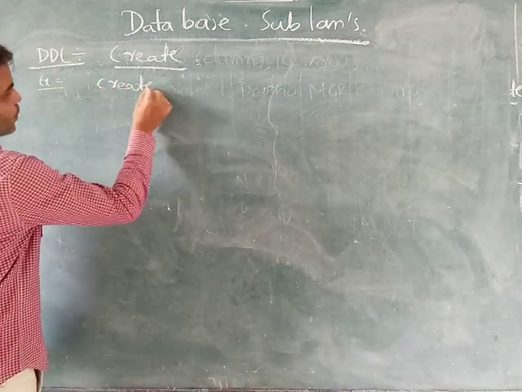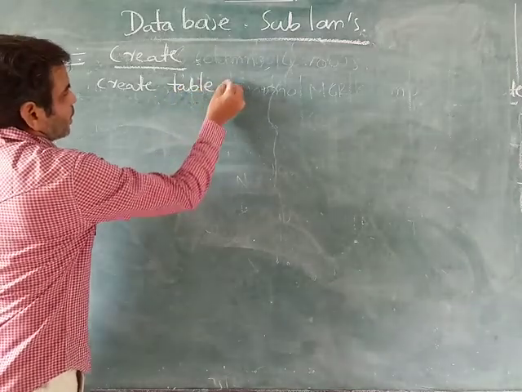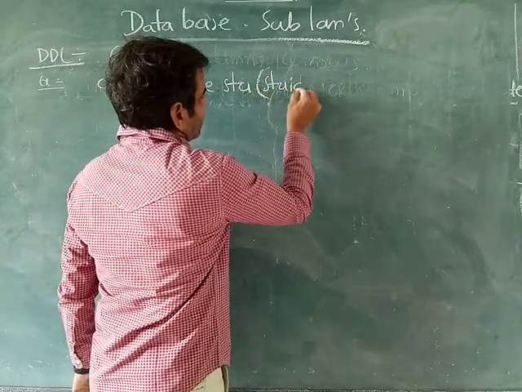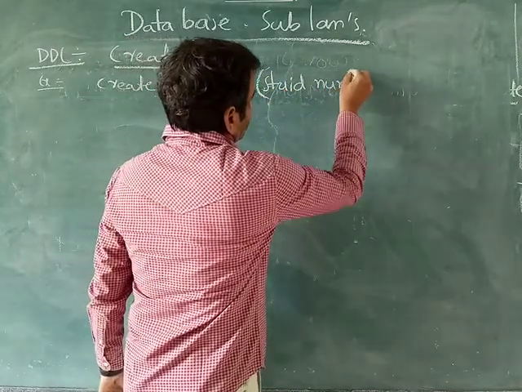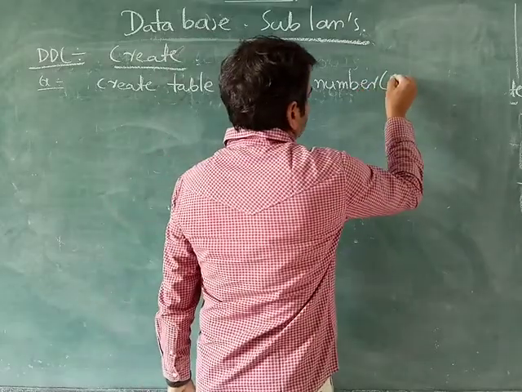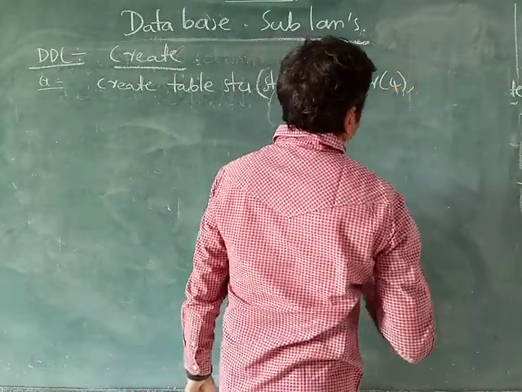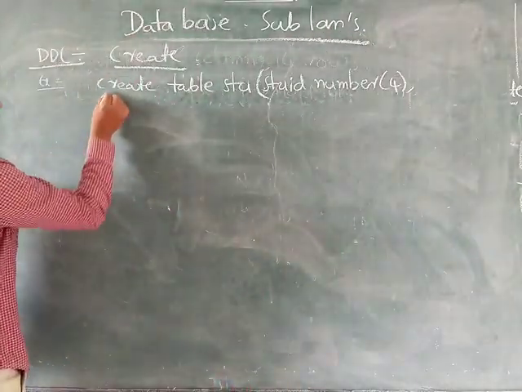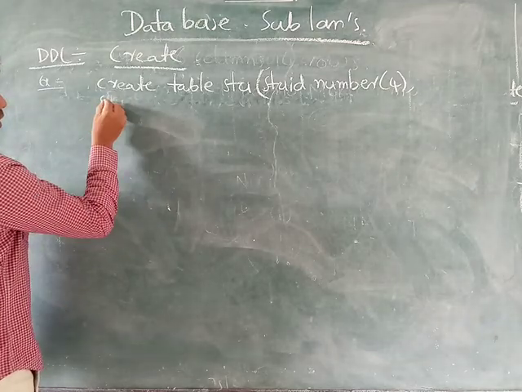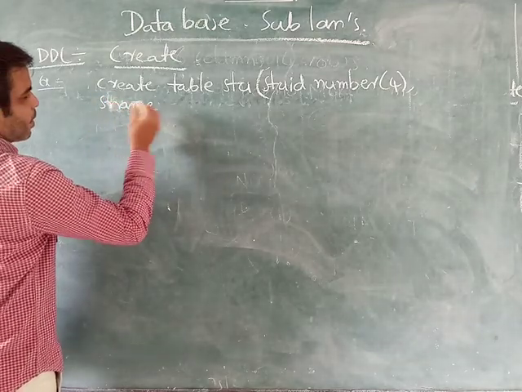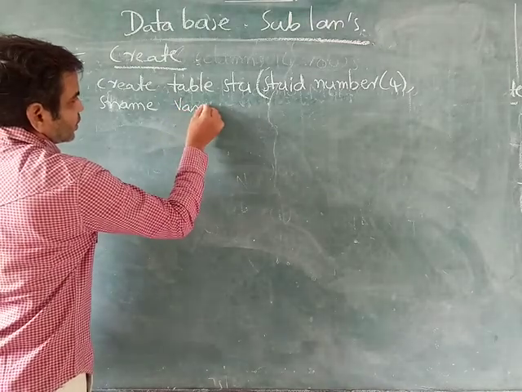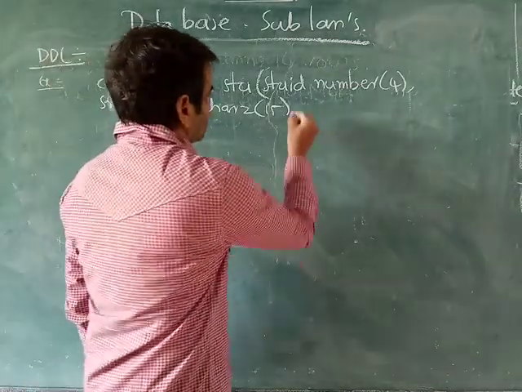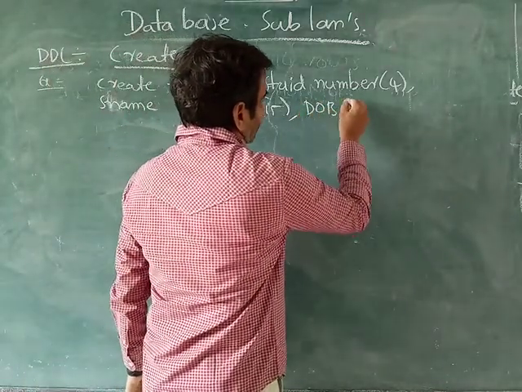Create table student. First student ID, number of 4. Then the next one is student name, varchar2 of 15. Then date of birth, date.